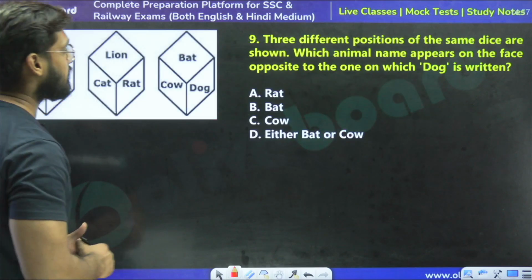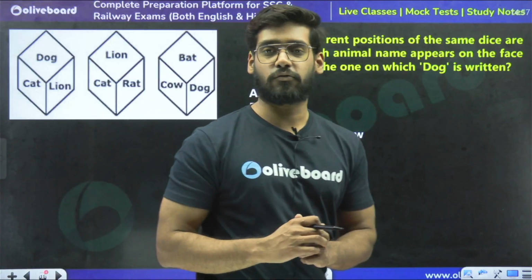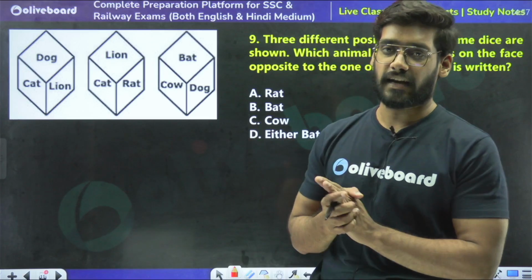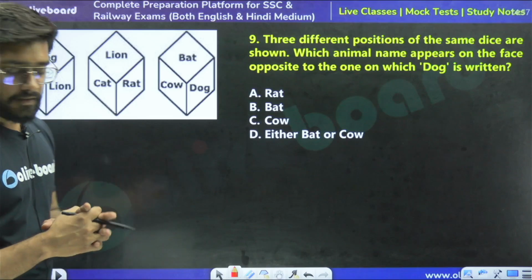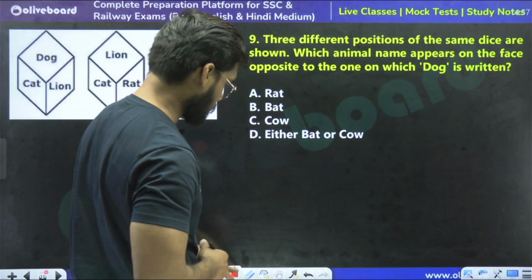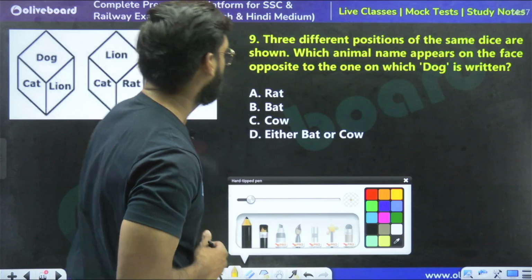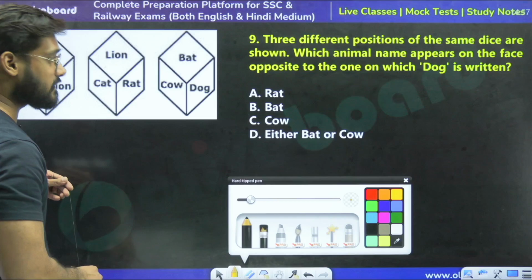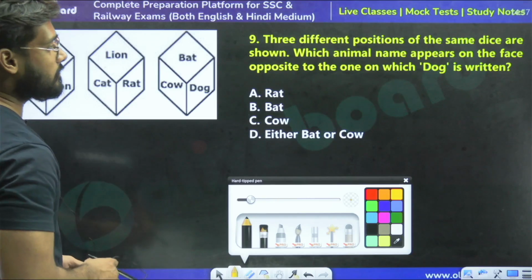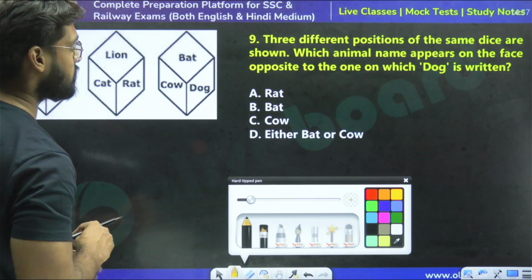Okay, ninth question is from the dice. We need to solve this dice question and let's see what should be the right answer for this one. Okay, so three different positions of the same dice are given. Which animal name appears on the face opposite to the one on which dog is written?